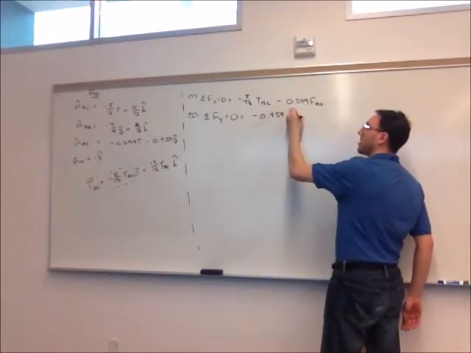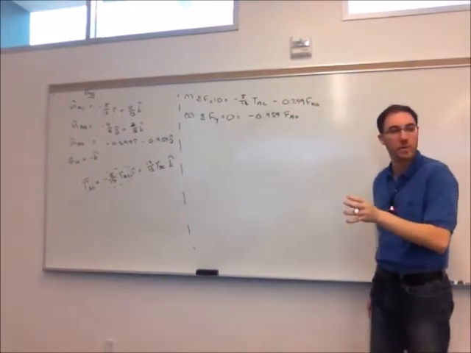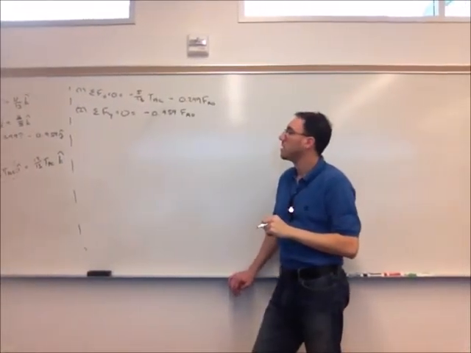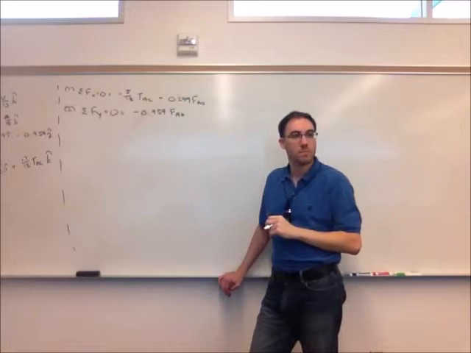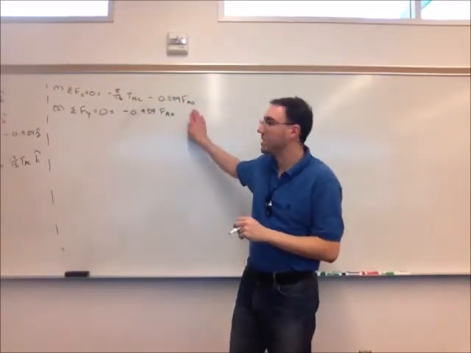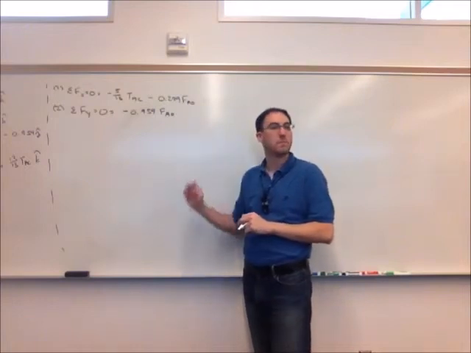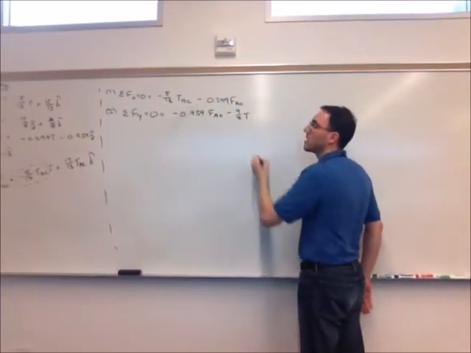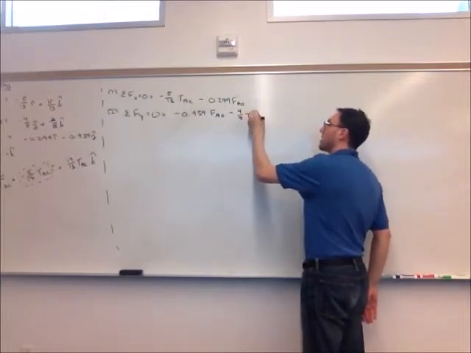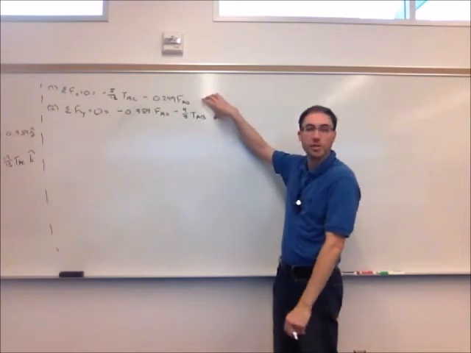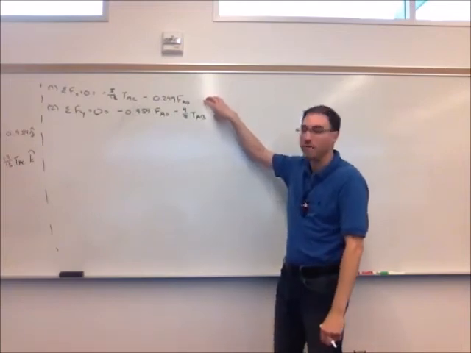For the TAO, FAO, I called it. Right, it could be tension or compression. What else is in this equation? Minus 4/5 TAB, correct. So we have three unknowns, two equations. So still numerically, we can't solve anything yet.